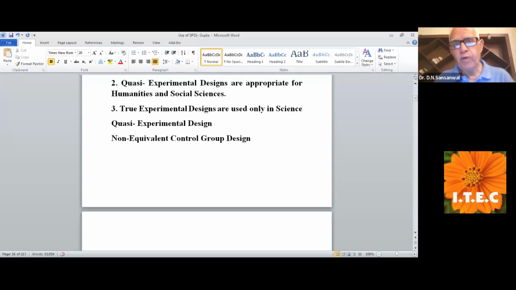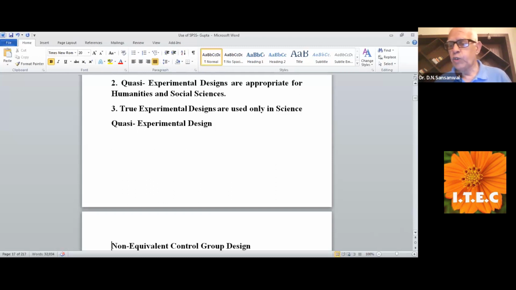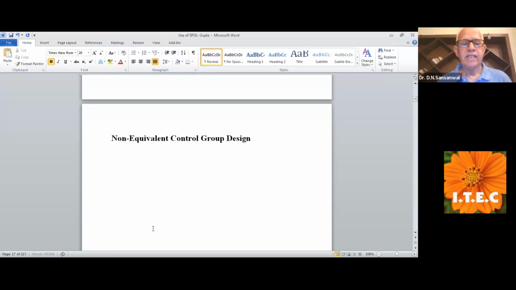It's a very, very popular design, the most applicable in social sciences and humanities. So in this particular design, you will have the two groups, minimum two groups you have, and these two groups are non-equivalent. Non-equivalent means both the groups differ with respect to some of the characteristics. These groups are not the matched groups.